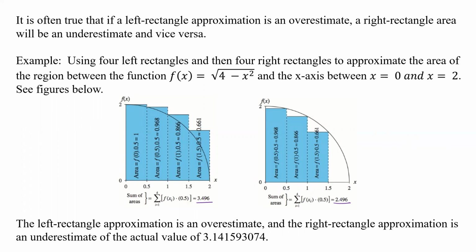How does that compare to the actual value? This one overestimated, because the actual value is 3.141593074, and 3.496 overestimated it by about 0.35. This one, 2.496, we're underestimating by a lot more than we overestimated the other one. So with a small number of rectangles, the overestimation and underestimation are going to be a lot larger. All right, so let's pause there and we'll come back for some more.